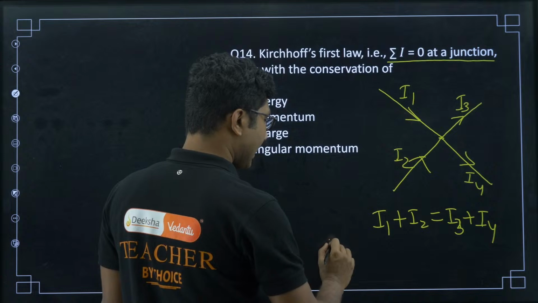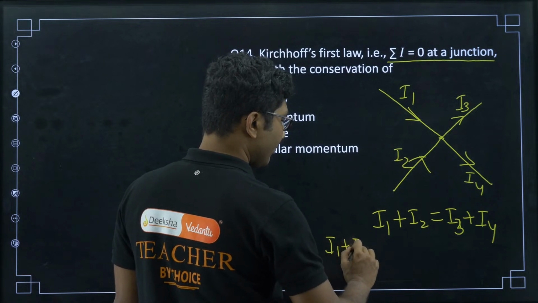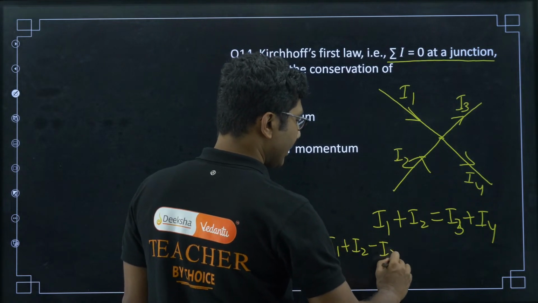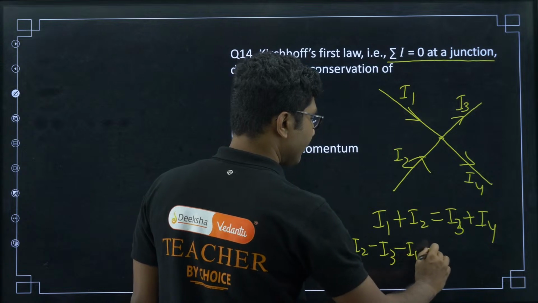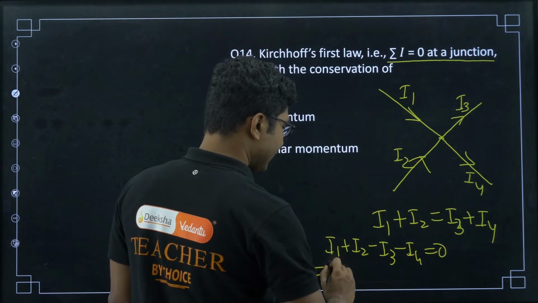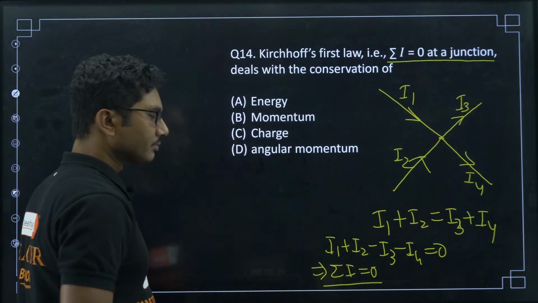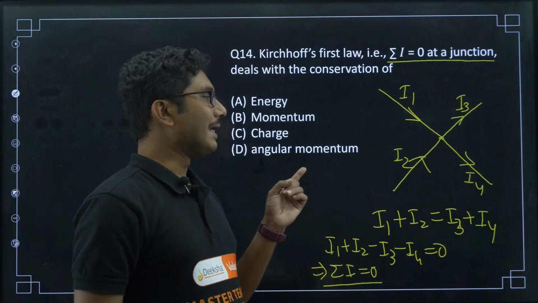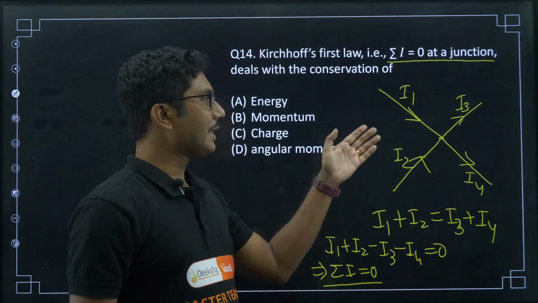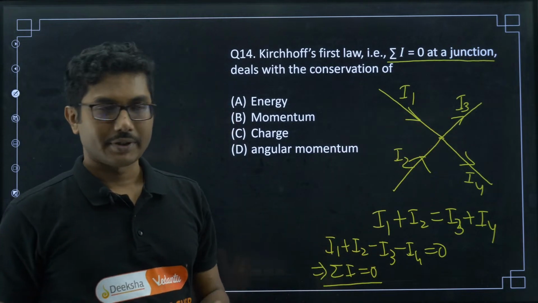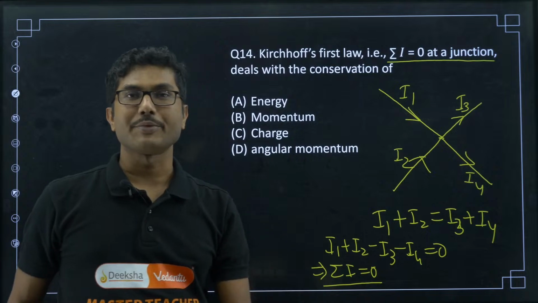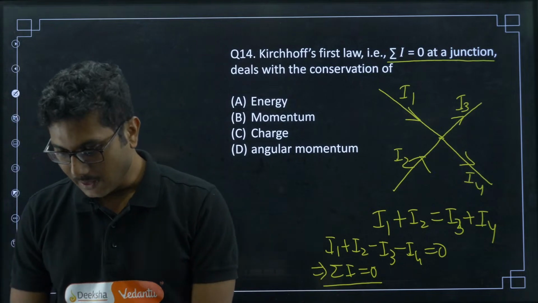Or on the other hand you can say I1 plus I2 minus I3 minus I4 is equal to 0. This is basically sum of I equals to 0. For entering the junction it is positive, exiting the junction it is negative. That is how it comes to be summation of I equals to 0.